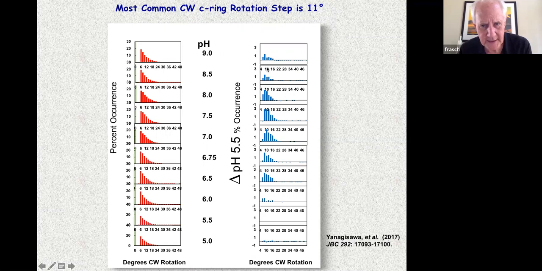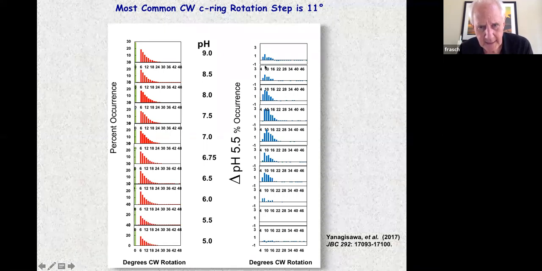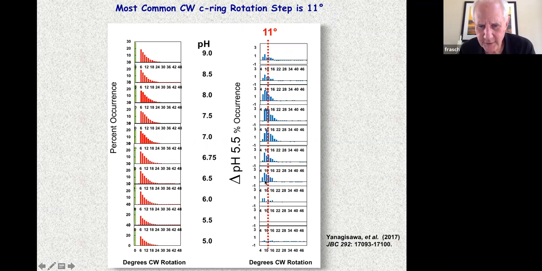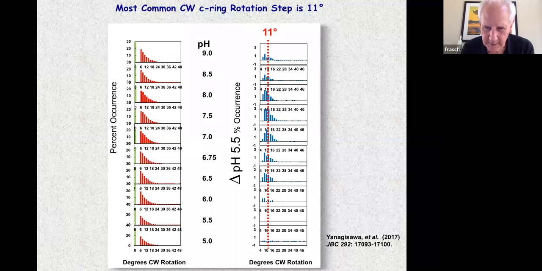And what we found is that there was a difference underlying this, and that it fit to a Gaussian that had a maximum of about 11 degrees. So we were seeing a change as a function of pH of 11 degree steps primarily. We didn't know what to make of that.